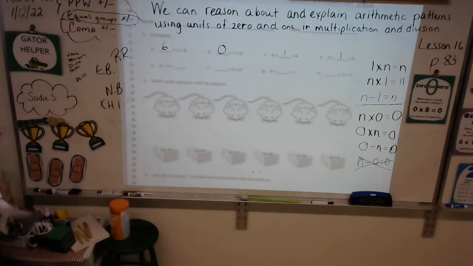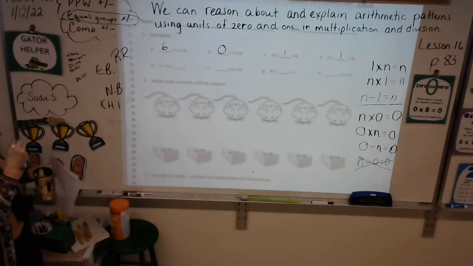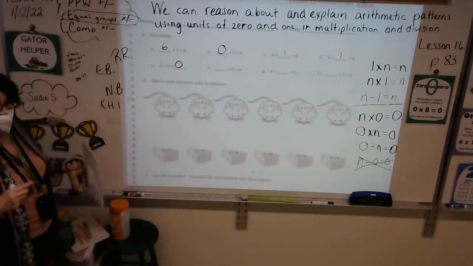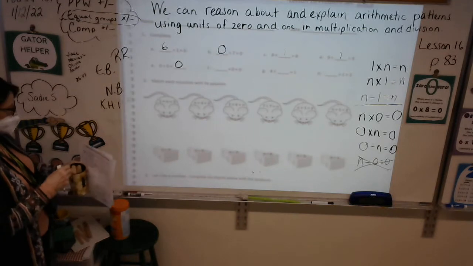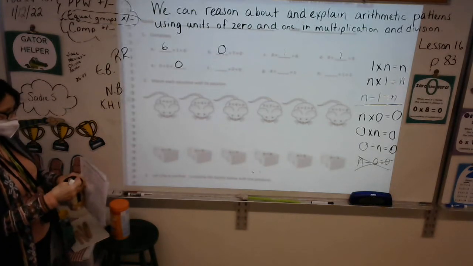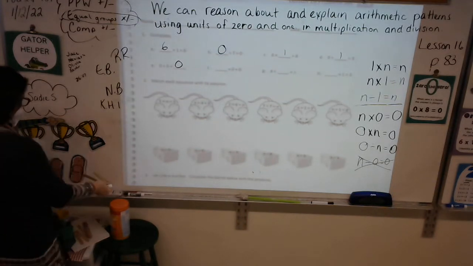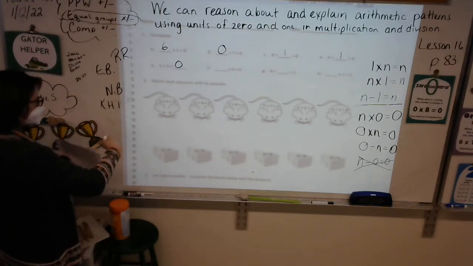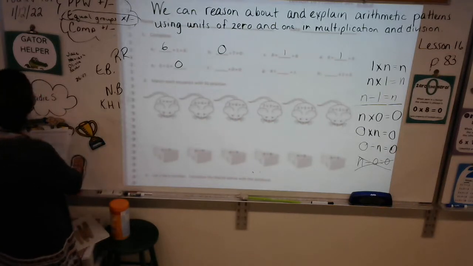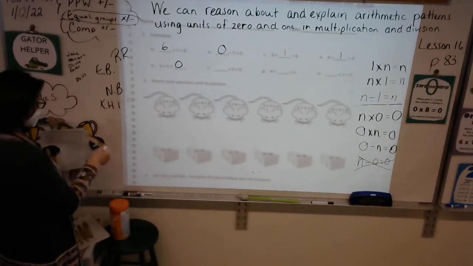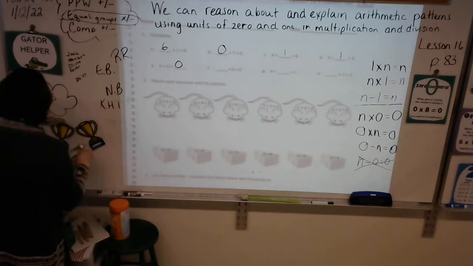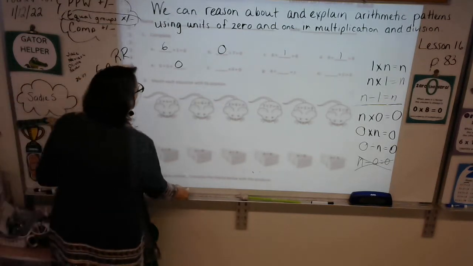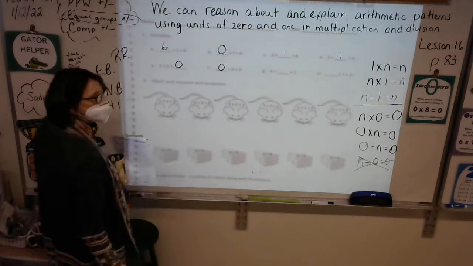Okay, Nathan, go ahead and do E for us. Read the whole sentence. Very good. If one number is 0, then we have to have at least one other 0 in the number sentence. How about F for us? Ryan. 0 times 0 equals 0. Yep, that's got to be 0 times 0 equals 0.